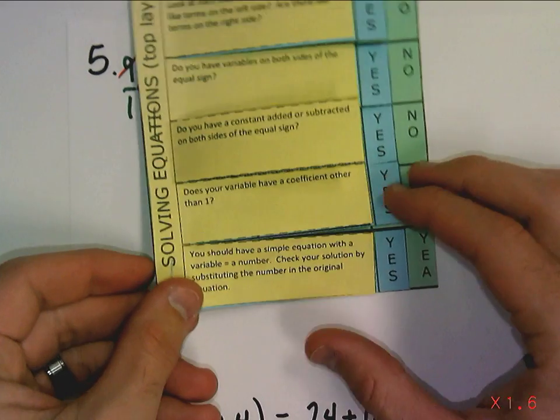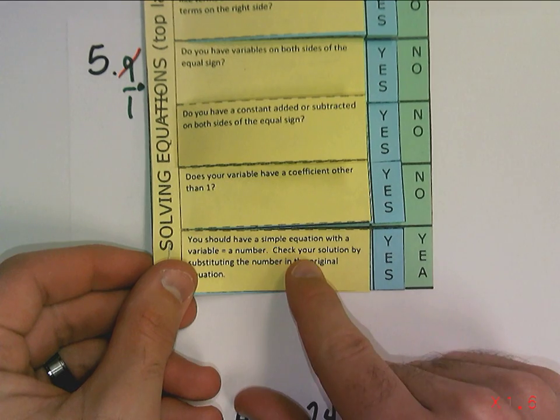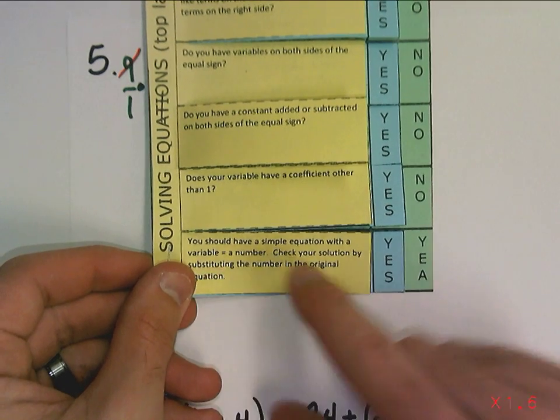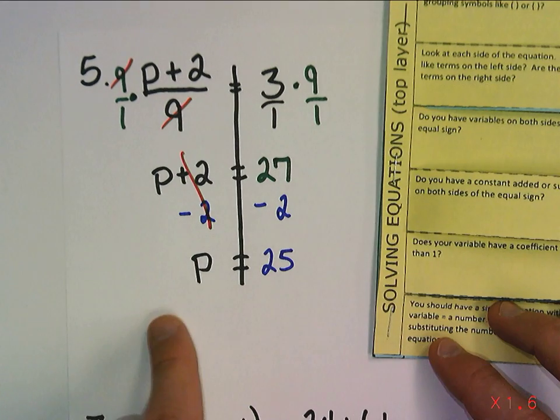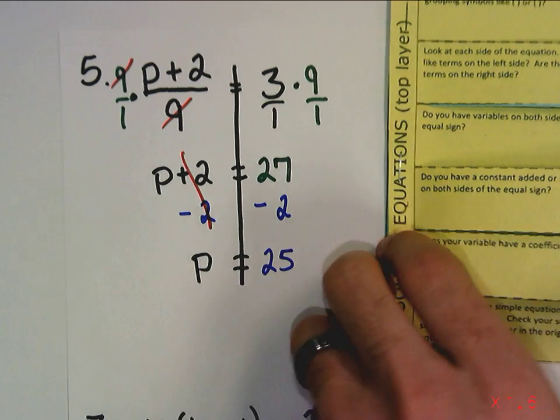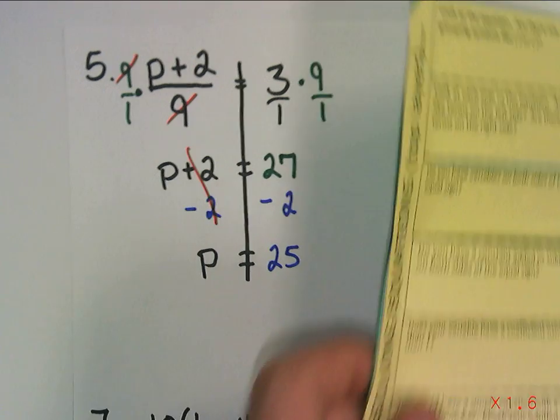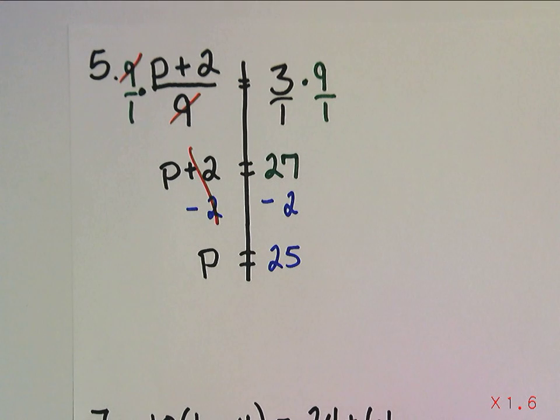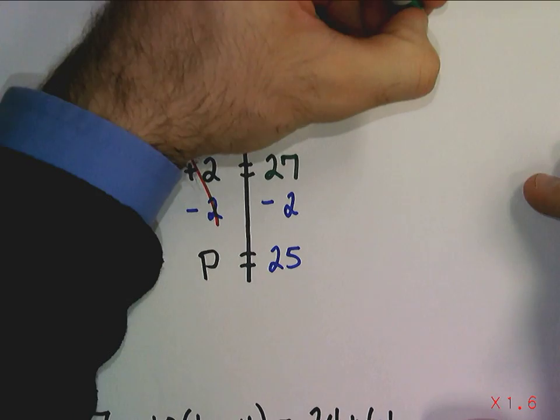Now we come back to our foldable here. It says you should have a simple equation with a variable equal to a number. We have that. We have P equals 25. Check your solution by substituting it into the original equation. So wherever I see a P, I'm going to put in a 25.